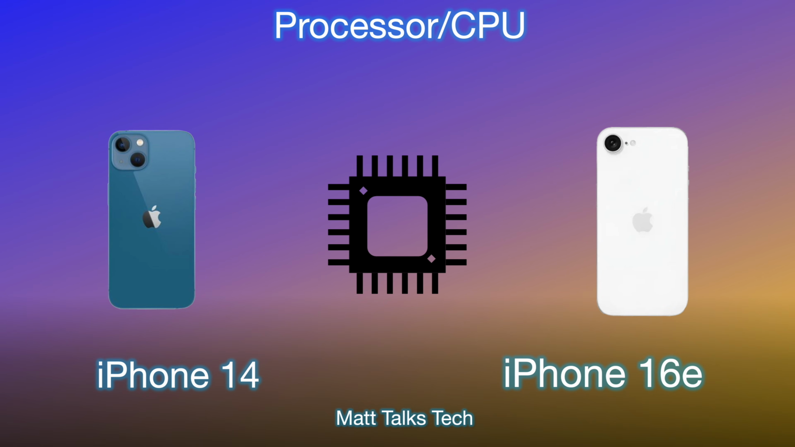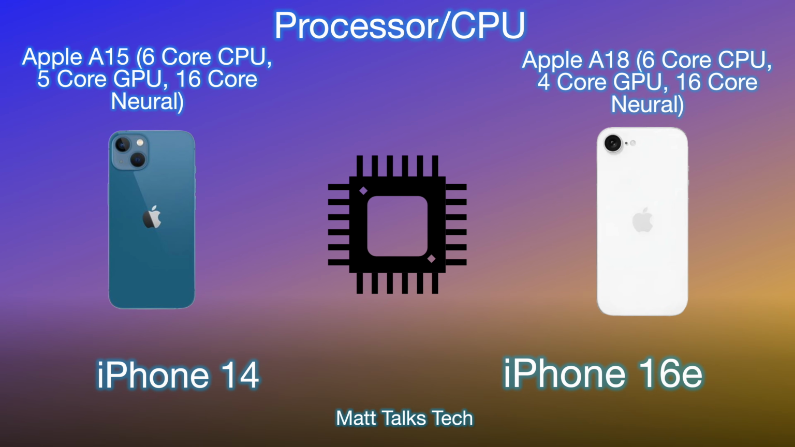But then moving over to the processor and CPU, and this is where things do definitely change. Obviously the iPhone 14 had the A15 inside of it, and funny enough, it was the second year that Apple put an A15 in their baseline iPhone at the time. So the iPhone 13 had the A15 with a 6-core CPU and a 4-core GPU, but they bumped it up to the 5-core GPU inside the normal iPhone 14. And this was the same one we actually got in the iPhone 13 Pro and the Pro Max.